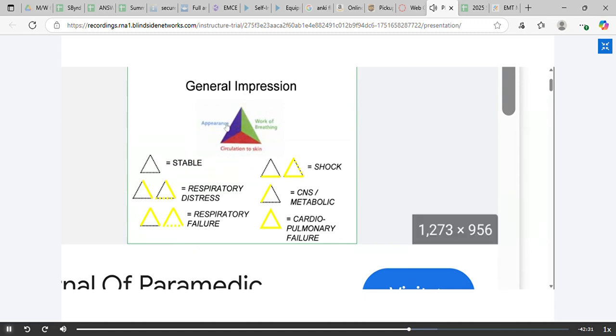If it's only neuro, then central nervous system, maybe it's a metabolic disorder like diabetes. Maybe they have a tumor or some kind of formation in their brain, right? Something that's strictly central nervous system. And then if all three are involved, if all three are inadequate or not good, then you've got full system cardiopulmonary failure. So this is just something to think about, right?